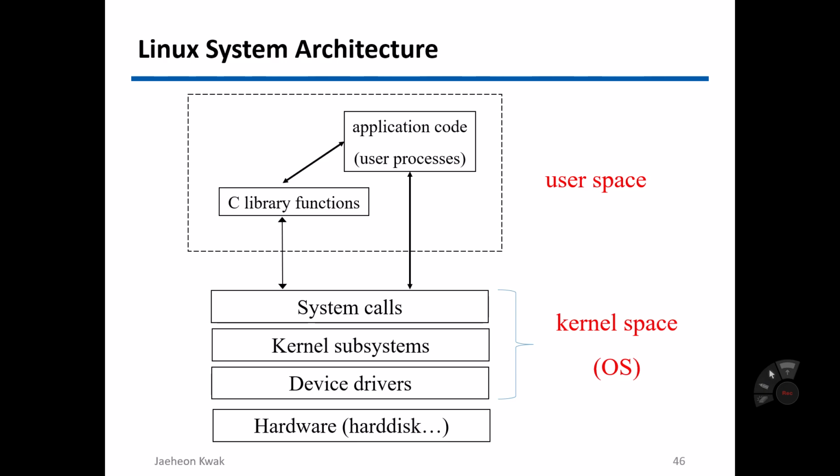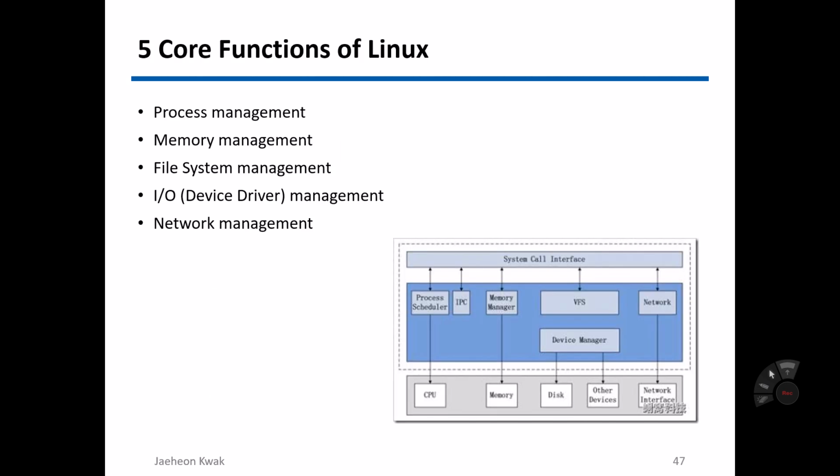From last class, we have studied the Linux system architecture. We have user space and kernel space. In user space we have some user programs and libraries, and in kernel space we have system calls, device drivers, and some kernel things. From now on, we are going to study 5 core functions of Linux: process management, memory management, file system management, I/O management, and network management. From today, we are going to study input, output, or device driver management.